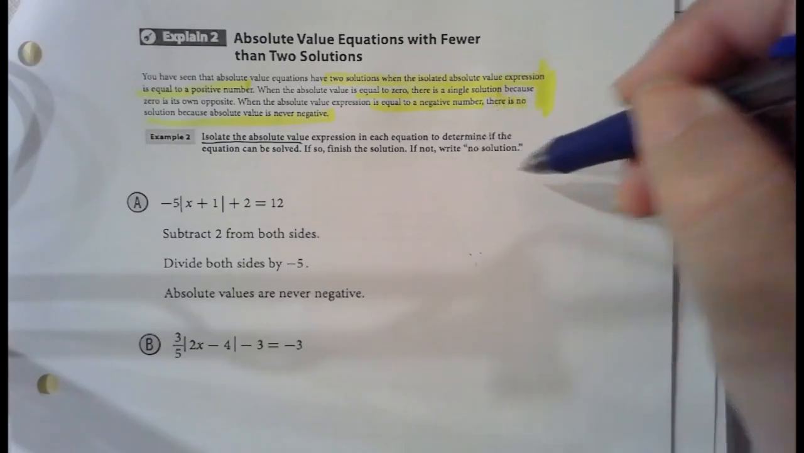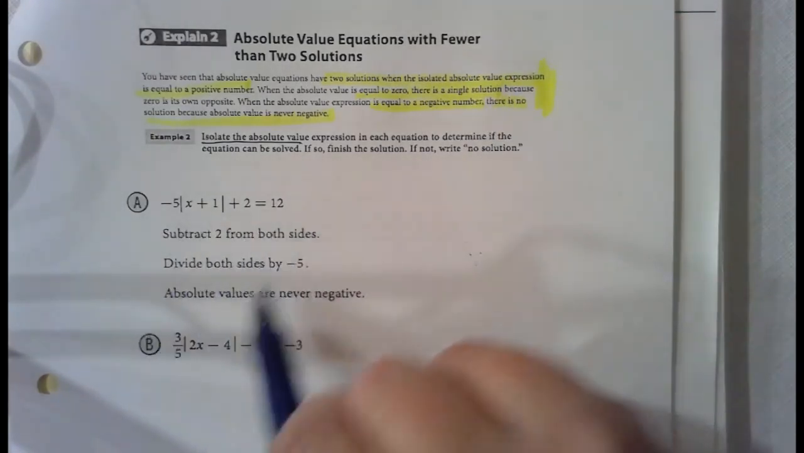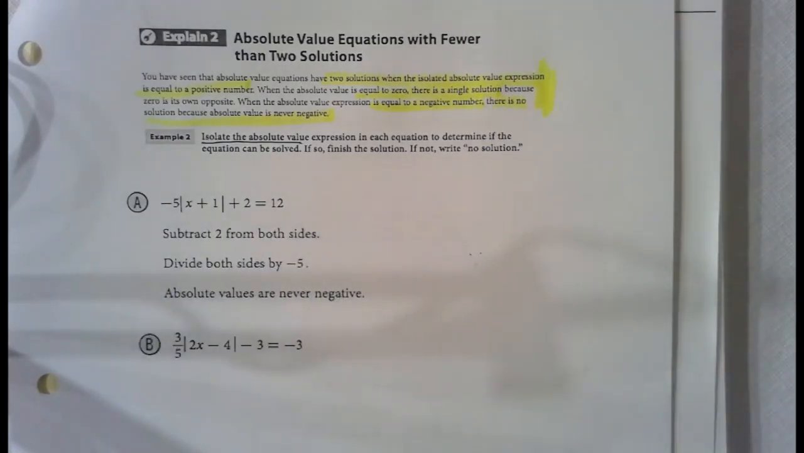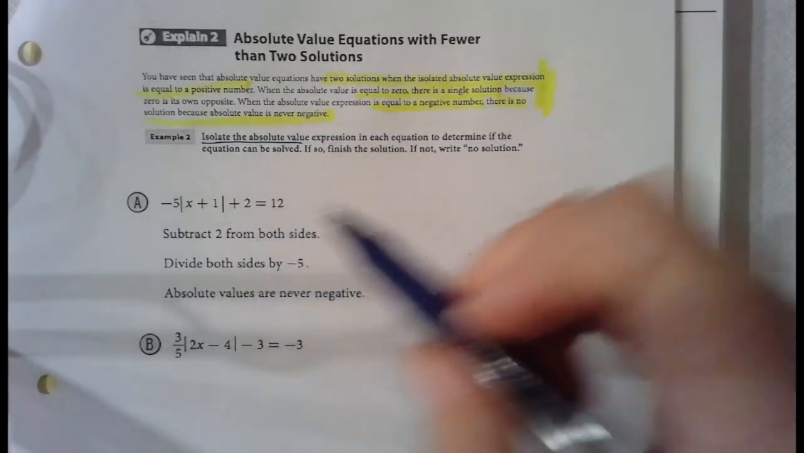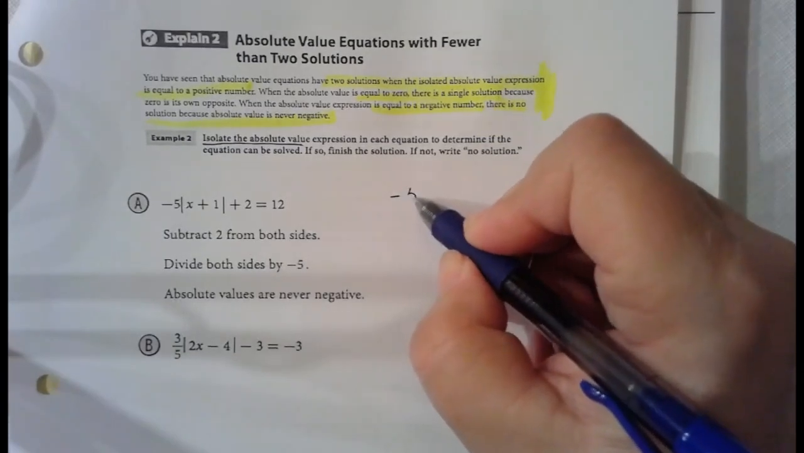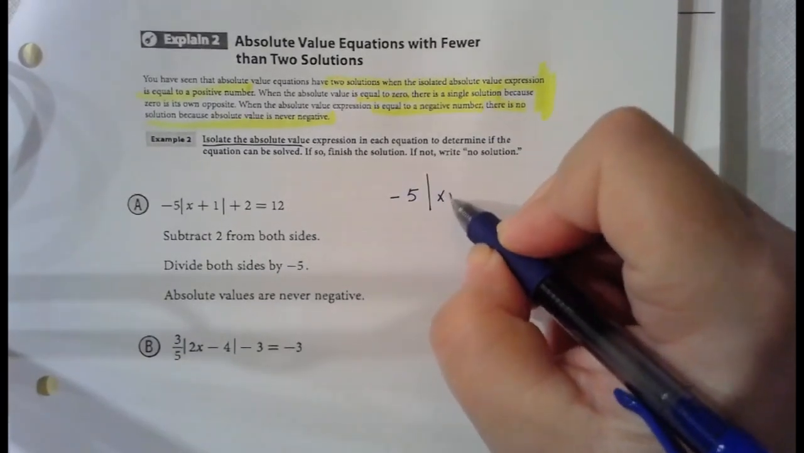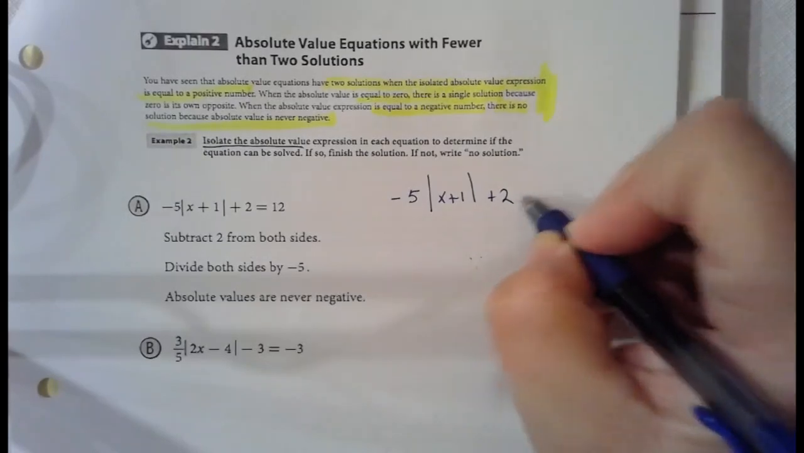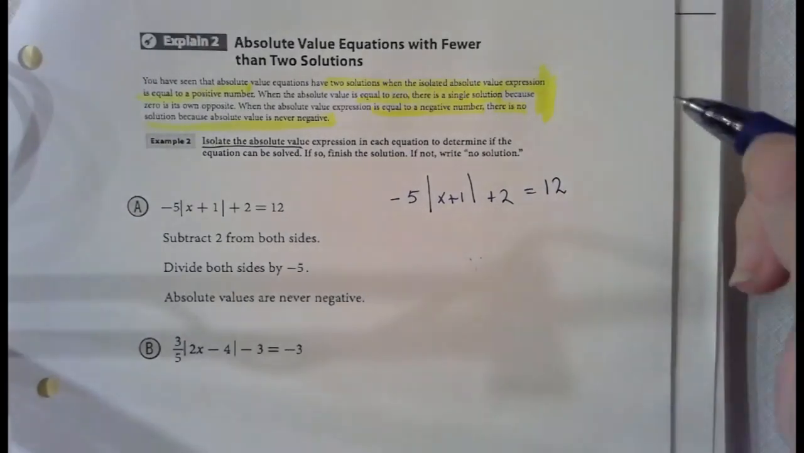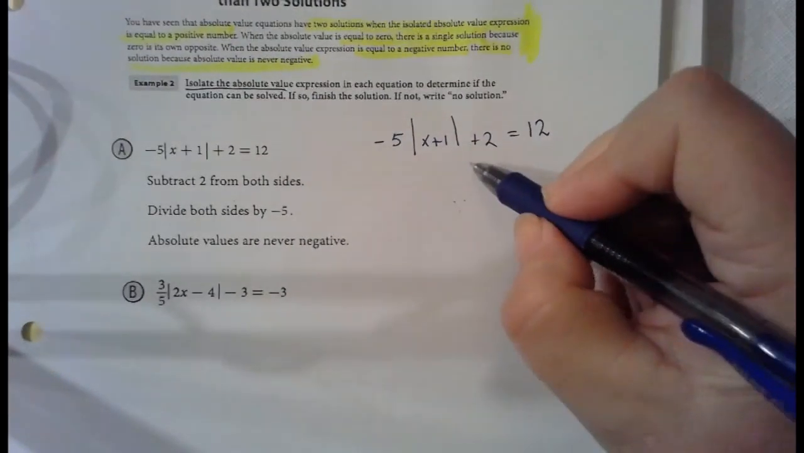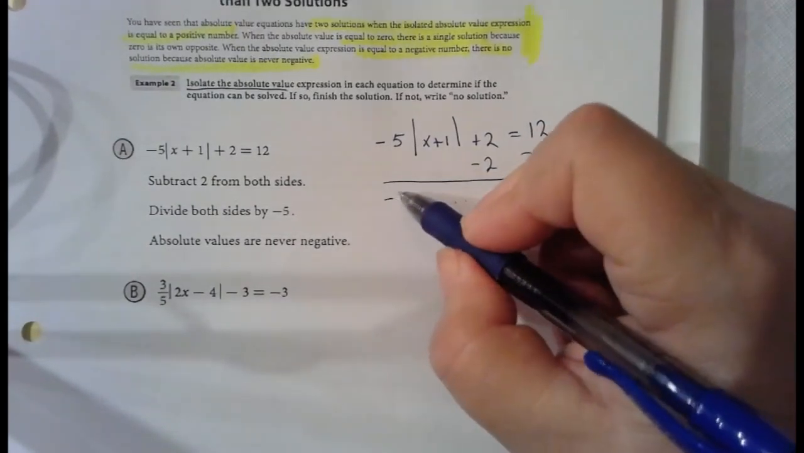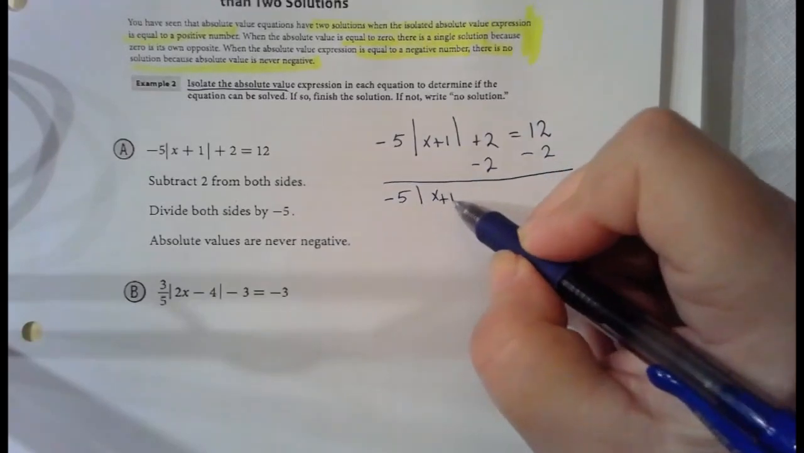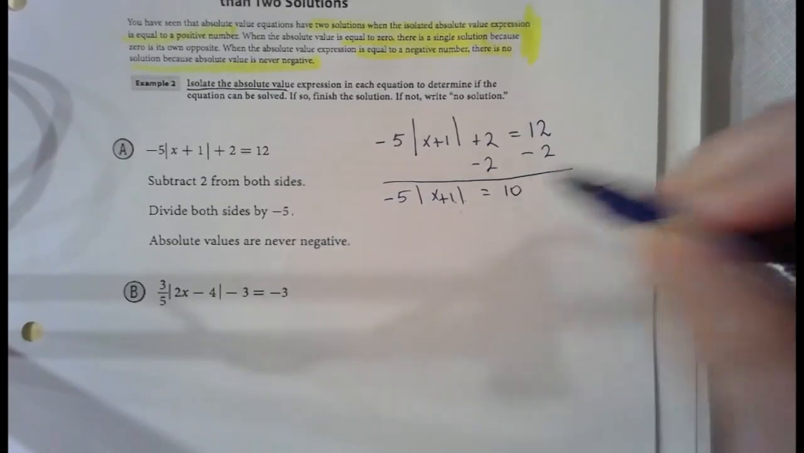If not, write no solution. So in this example, that tells you the step, what you need to do. The first thing they tell us, we're going to subtract 2 from both sides. So negative 5 times the absolute value of x plus 1, plus 2 equals 12. The first thing I'm going to do is subtract 2 from both sides. So negative 5 times the absolute value of x plus 1 equals 10.